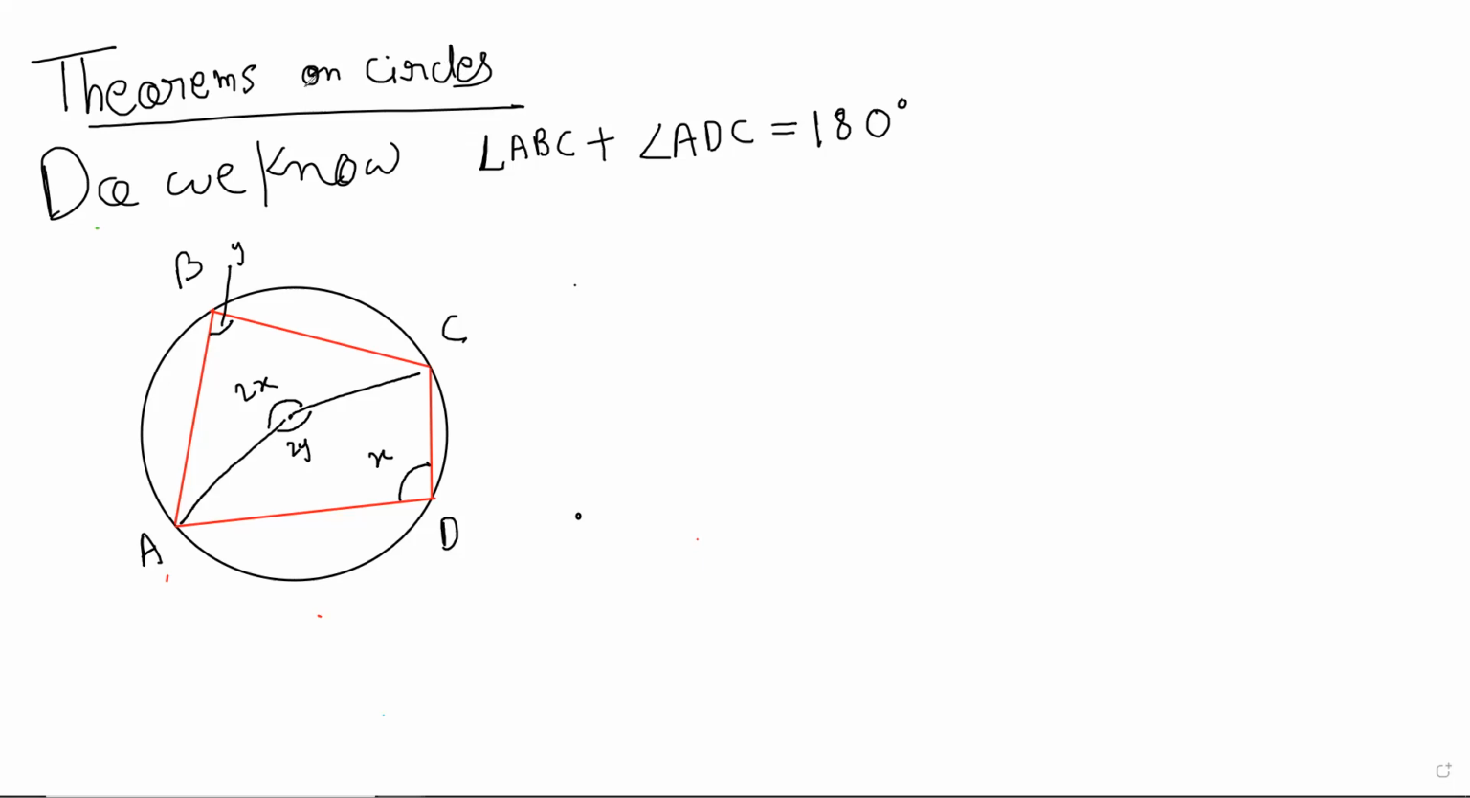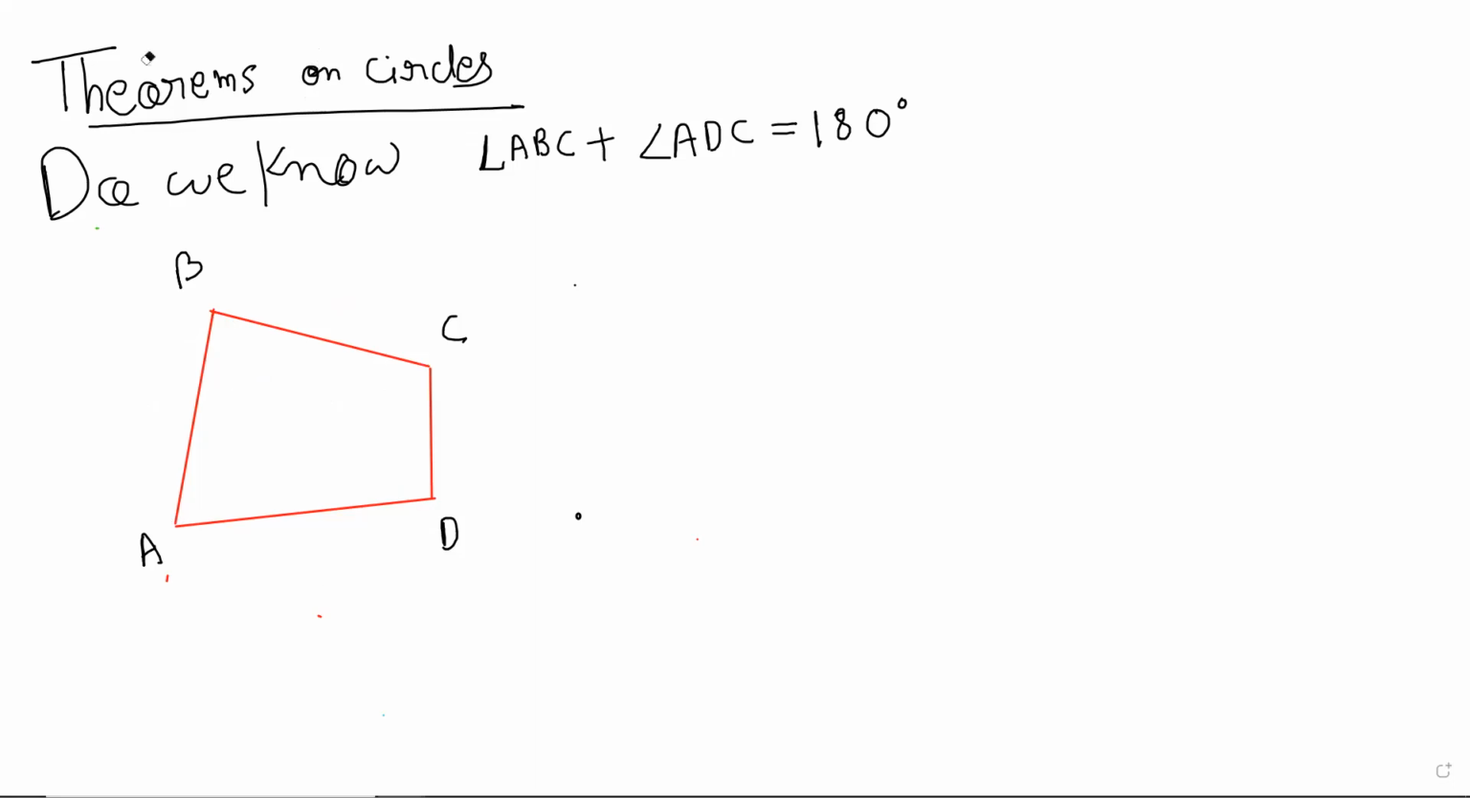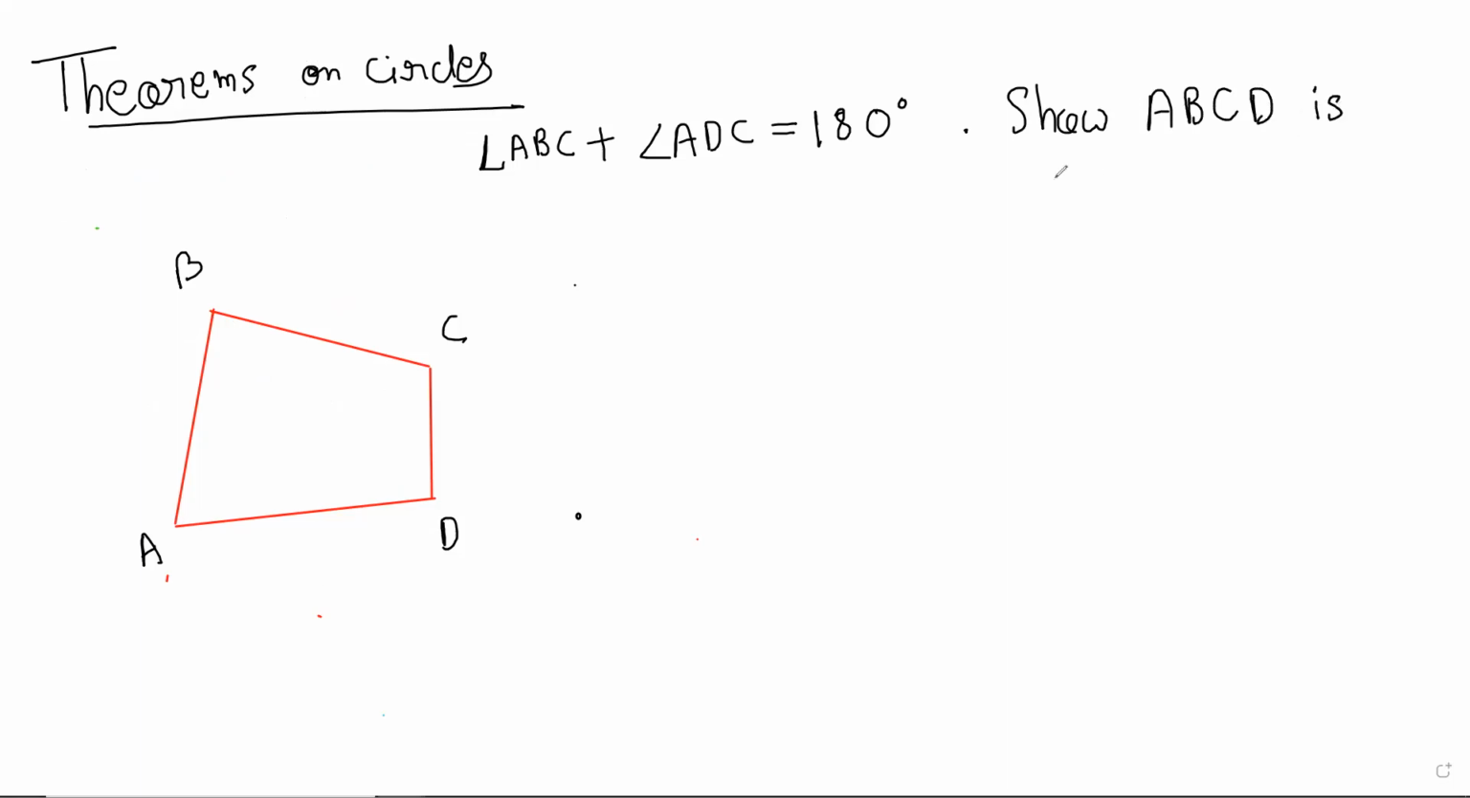Now we basically want to prove the converse, right? If it's given to be 180 degrees, show ABCD is cyclic. So these are your ways to prove things are cyclic.